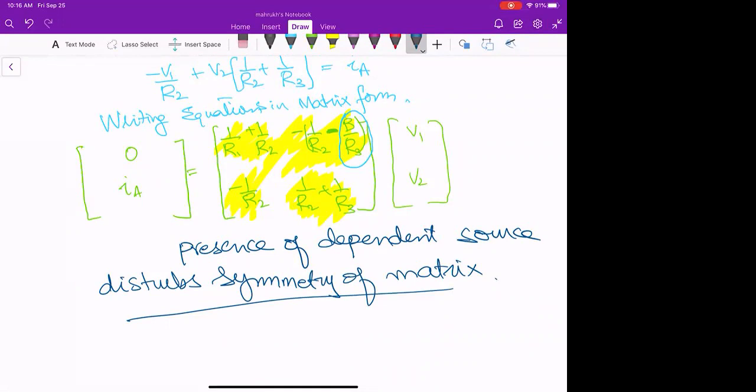Now we are talking about another thing, that is writing the nodal equation for a circuit that has voltage sources in it. Okay, so we will talk about it.